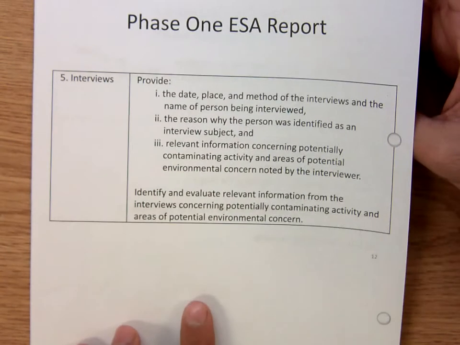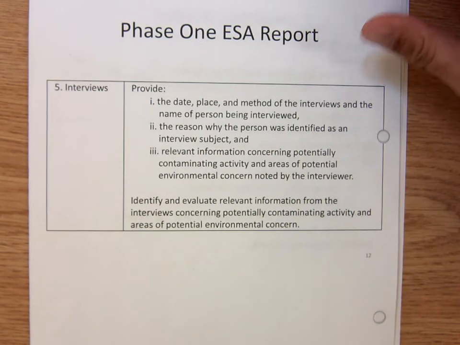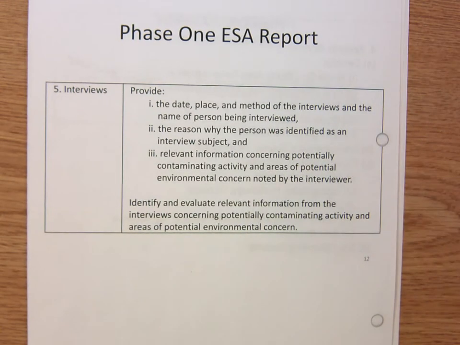Number 5 in your Phase 1 Environmental Site Assessment Report is basically the interviews that you do. When you conduct any interview, it's very important to provide the date, the place, and the method of the interview, and the name of the person that is being interviewed. This is extremely important because that could also be a legal document in the future. Because if something happens after the interview or before the interview, you want to know. You want to have the date and the place.